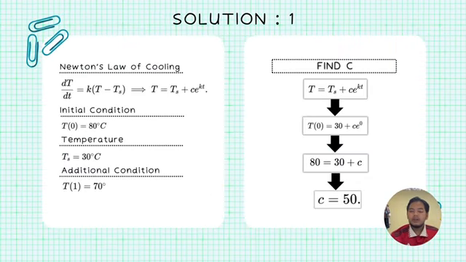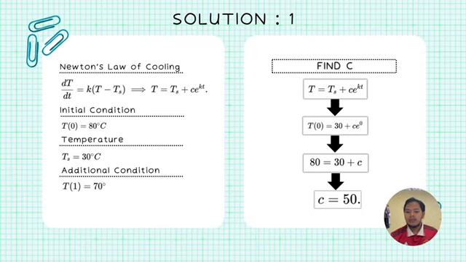Okay, the solution for problem statement 1. For this question, the initial temperature of the water is 80 degrees Celsius and the temperature of the room is 30 degrees Celsius. Next, the additional condition is that the temperature of the water at the first minute is 70 degrees Celsius. Next, we need to find C. To find C, we apply the general equation of Newton's law of cooling, which is T equal to Ts plus Ce to the power of kt.